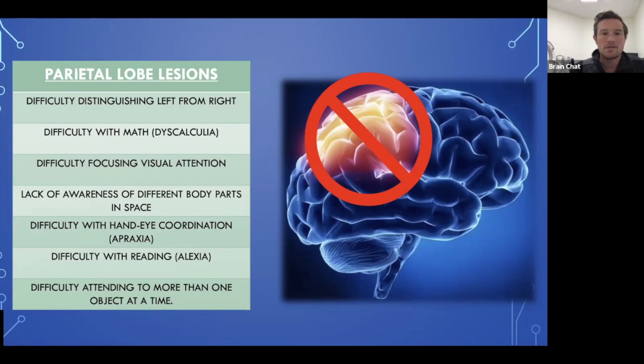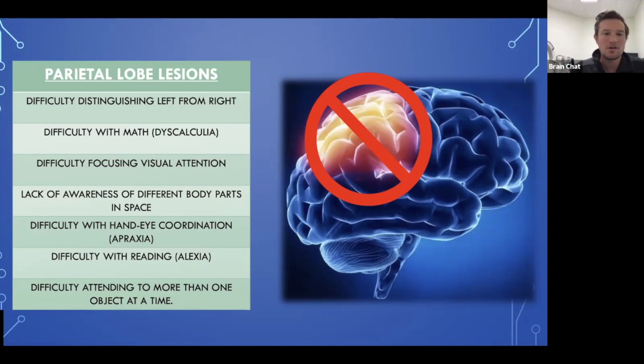Difficulty with math, dyscalculia. So I think I had that in high school. Just kidding. Difficulty focusing visual attention, lack of awareness of different body parts in space. So a little bit clumsy, kind of bumping into walls. If you know someone, or if you are someone that's constantly bumping into a wall and hitting your shoulder, we may need to have your parietal lobes checked.